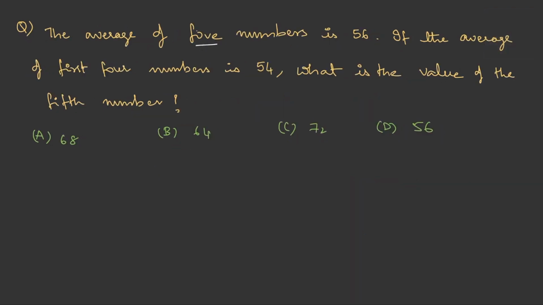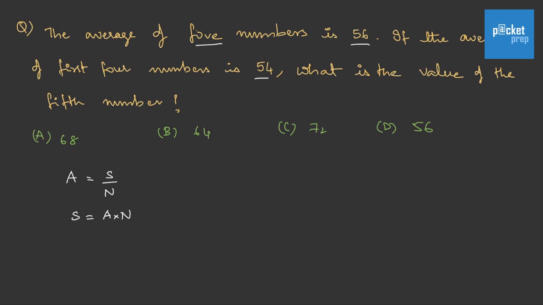Let's try out one more. The average of 5 numbers is 56. If the average of first 4 numbers is 54, what is the value of the fifth number? We already know average is sum of the observations by number of observations, or I can say sum is average of the numbers into the number of observations.